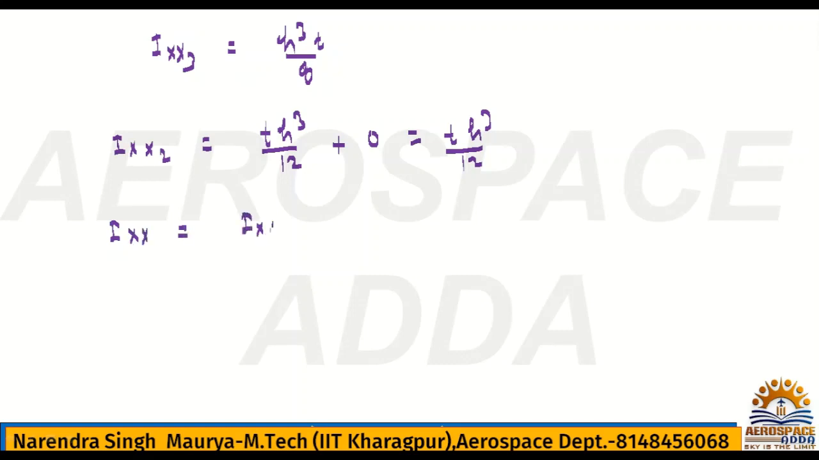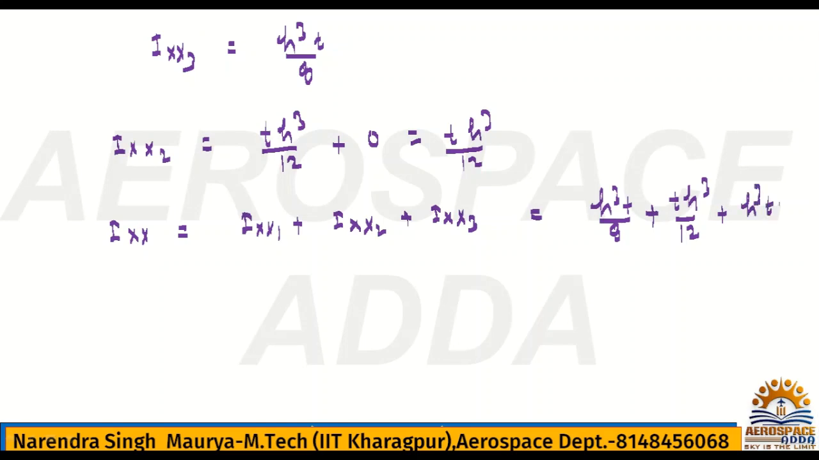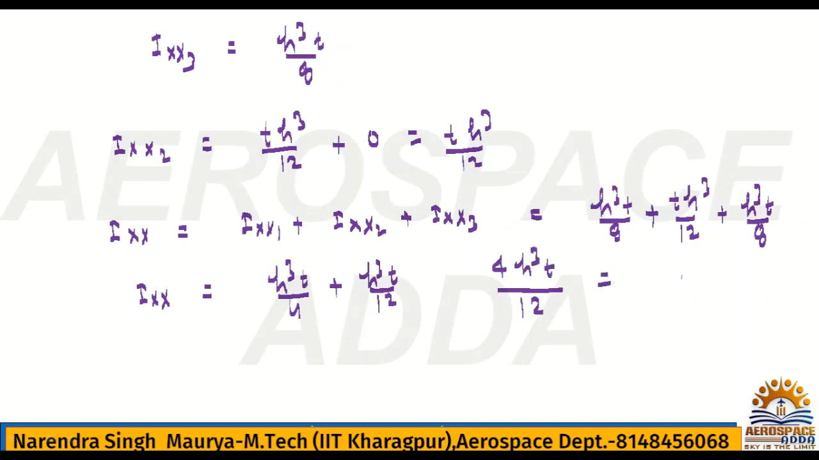Now what is the total IXX? It is IXX1 plus IXX2 plus IXX3. How much is it? H cube T by 8, IXX2 we got TH cube by 12, plus again H cube T by 8. So what is the I axis? It becomes H cube T by 4 plus H cube T by 12. If you solve this, LCM 12, that is nothing but H cube T by 3. This is the total IXX.